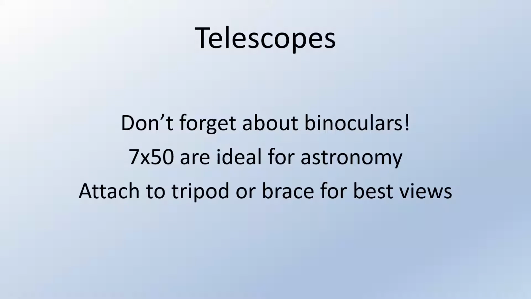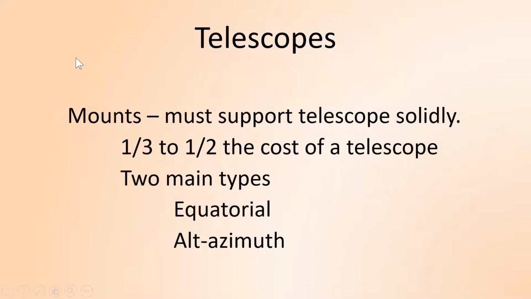So we talked about binoculars, a great start. So now we're going to move to telescopes. The reason we talked about mounting the binoculars on a tripod is because things are solid and not shaky. Well, any telescope has to have a good mount. Half the cost of a good telescope is the mount. And there are two types, equatorial and altazimuth.